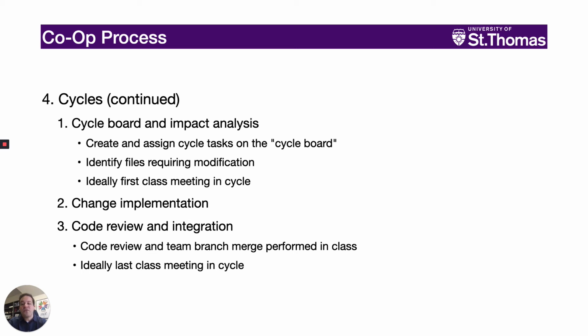The second cycle phase is for implementation, and the third cycle phase is for an in-class code review and team branch merge. It's important for both activities to take place in class to foster the kind of communication necessary for these potentially tense activities. Ideally, the third cycle phase takes place in the last class meeting in each cycle.